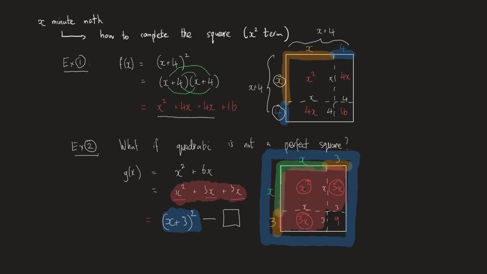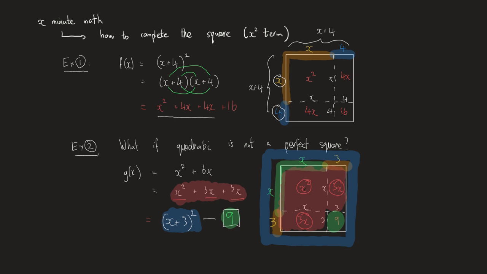So let me take that 9 and I will subtract it off my expression. So here I end up with an equivalent expression for x squared plus 6x. That is a perfect square, x plus 3 all squared, and I'm subtracting off a constant.